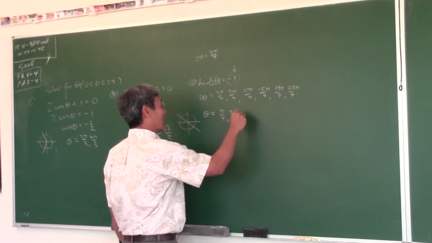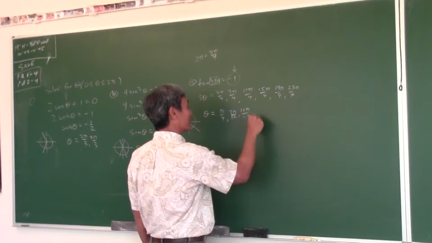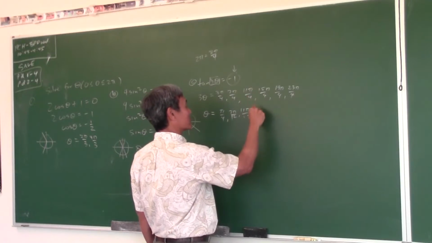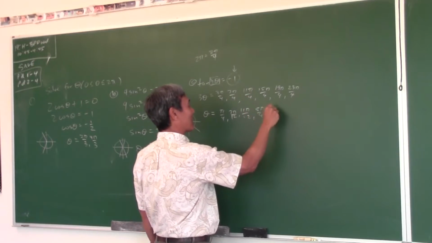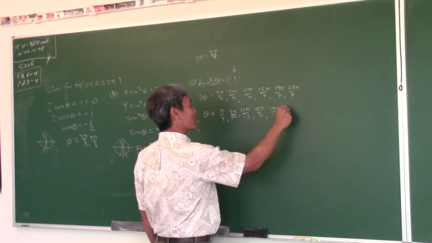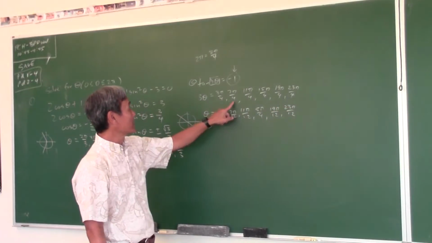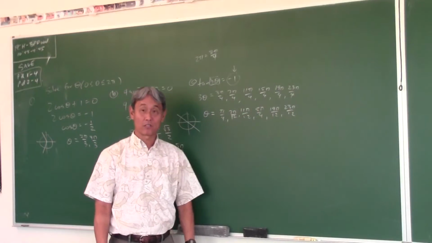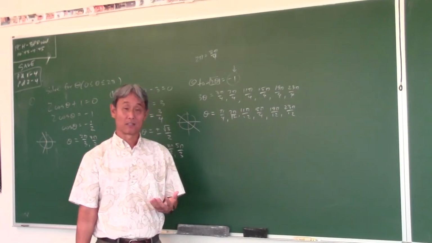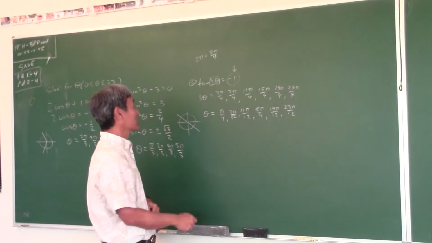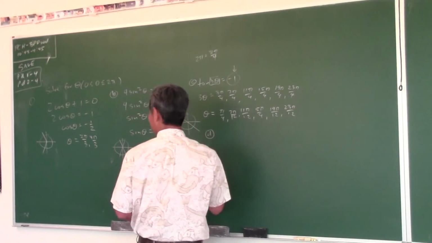Okay. 11 pi over 12. Divide that by 1/3. The 3 cancels out. 5 pi over 4. 19 pi over 12. 23 pi over 12. So if you only give these two, you're losing 4 solutions, therefore you lost 4 points on this. So you have to go 3 times around. So remember that for that problem.